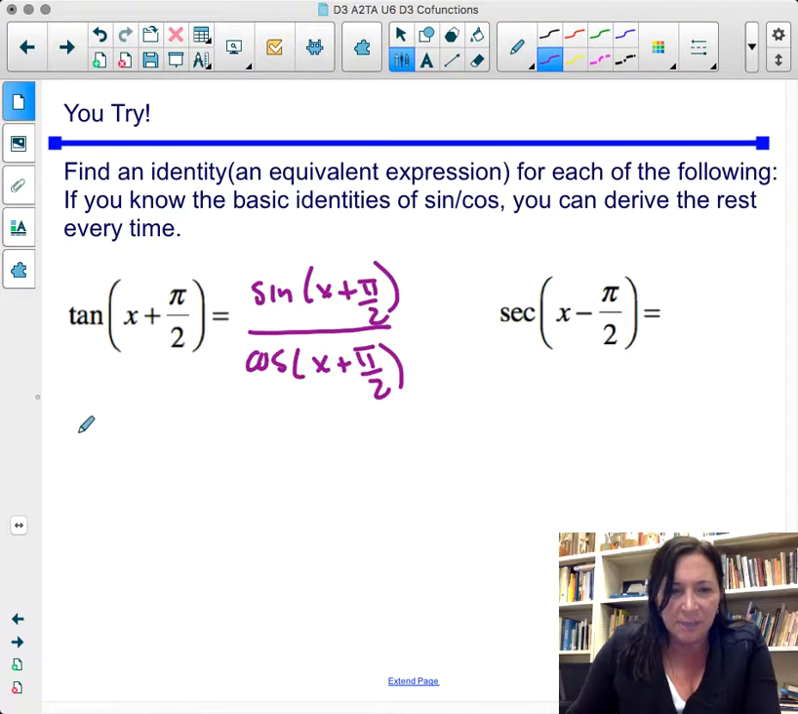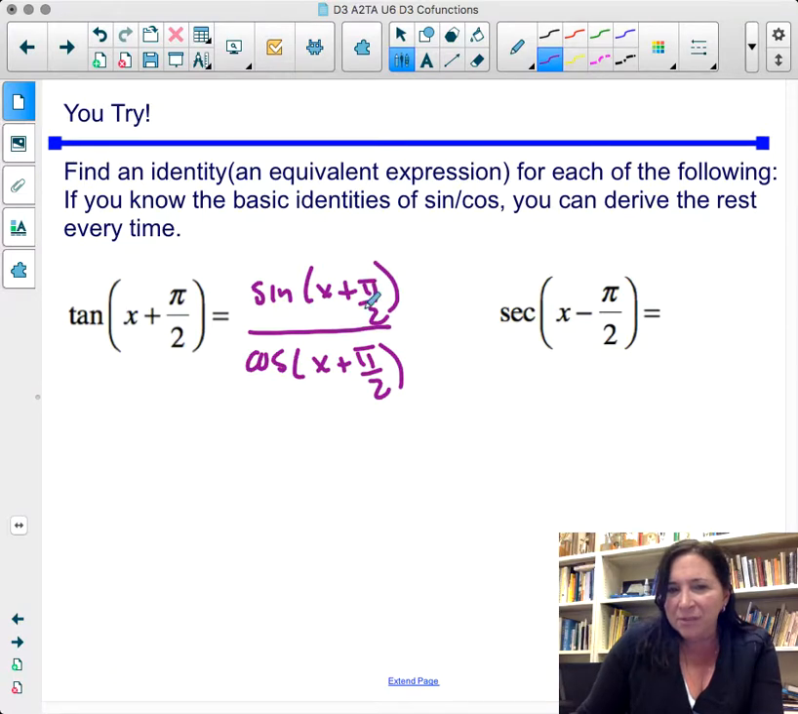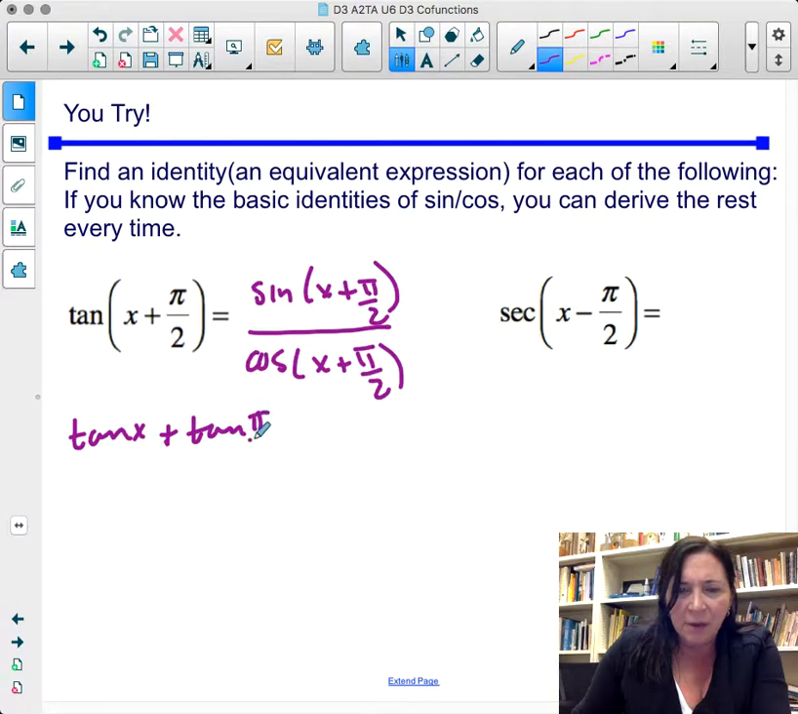So tangent, for this problem right here, just keep in mind, what are we going to get? Remember, this is plus and plus. So just thinking, we'll check this in a minute. So this is going to be tangent of x plus tangent of pi over 2 divided by 1 minus tangent of x times tangent of pi over 2.